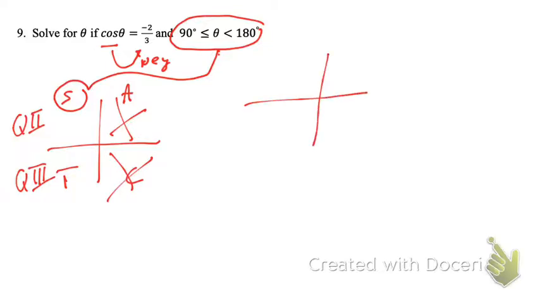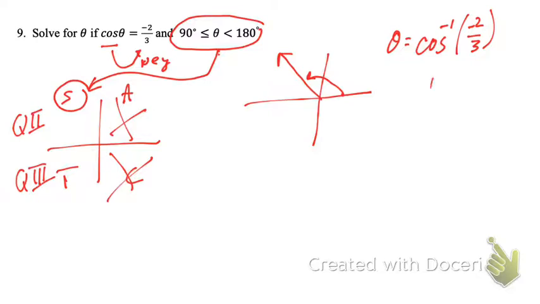So that means we need to find an angle over here. Did I say third quadrant? I meant second quadrant. Over here in the second quadrant. Now, when we go to find our reference angle, and we say theta would be inverse cosine of negative 2/3, it gives us, what does it give us here? Let's see, 131.8.